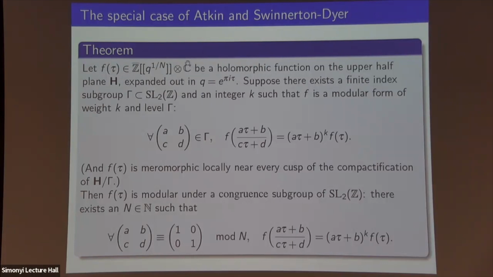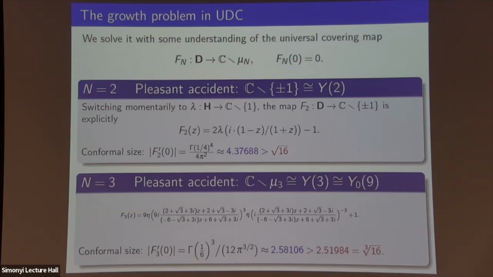I mean, the most interesting case, the core of the conjecture, is now the theorem. If f has an integer Fourier expansion, that's the general sense of bounded denominators, and suppose it's modular for some finite index subgroup gamma, then it is modular under a congruence subgroup. Or contrapositively, we usually have unbounded denominators if it's not congruence modular, but modular for some finite index subgroup.